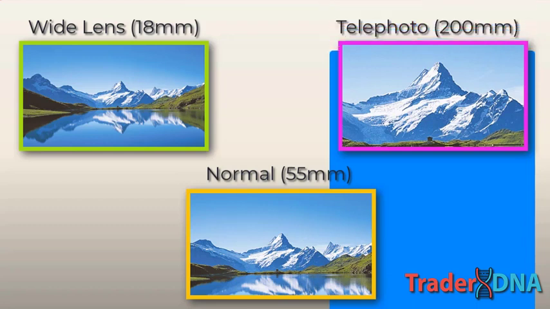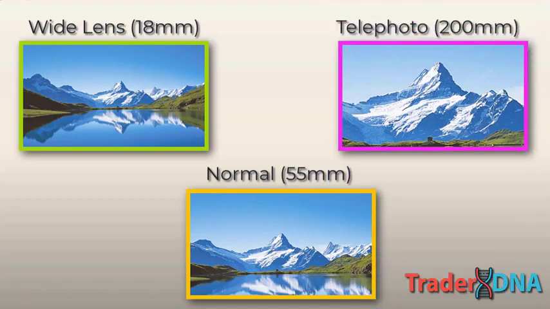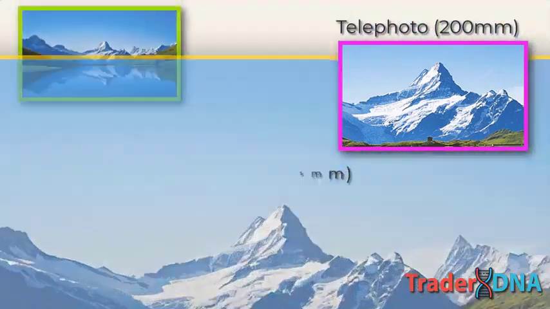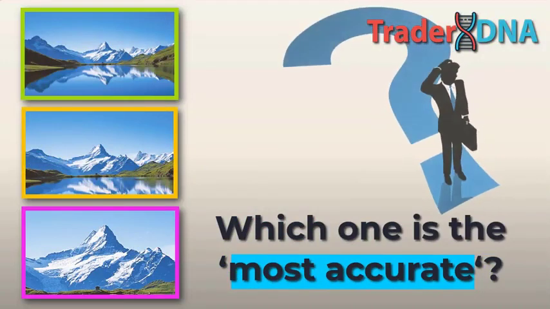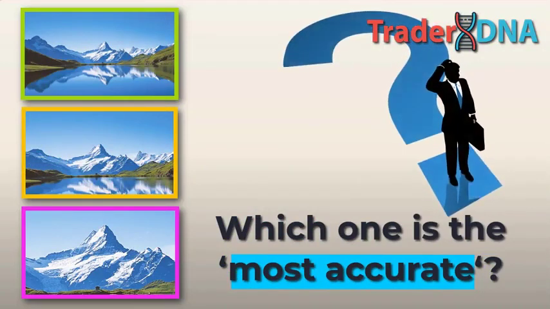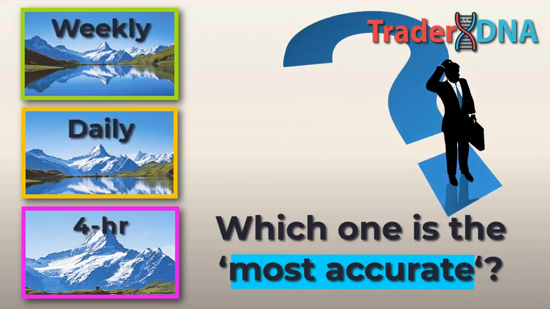3 lenses, same piece of land. Now let me ask you this question. Which one is right? Which one is the most accurate? The answer is neither, or better yet, whichever is most important to your needs. And that is how you need to think of price action on the weekly, daily, 4 hours, 1 hour, or any time frame for that matter.